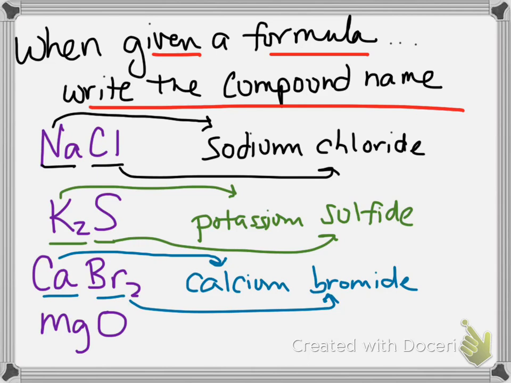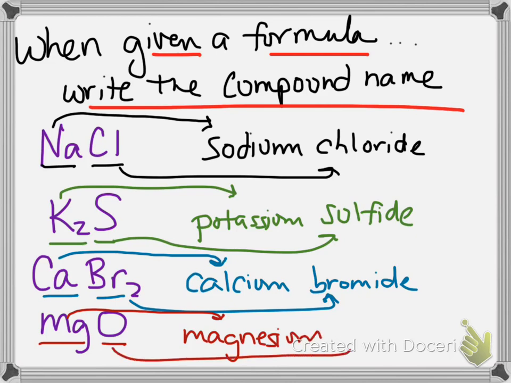All right, try MgO on your own. Pause the video as needed. Mg, of course, is the magnesium ion. We drop the word ion, magnesium. And O is, of course, the oxide ion. So we drop the ion, and we have magnesium oxide.